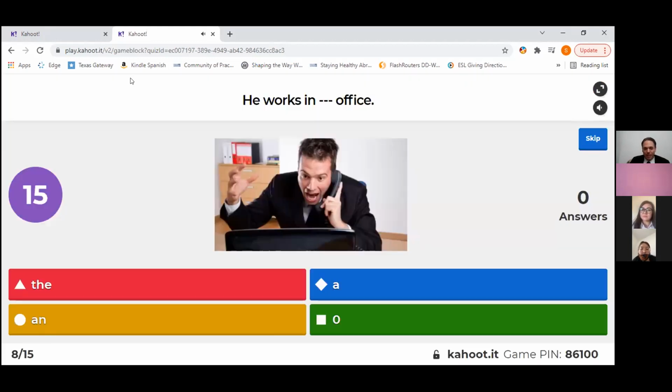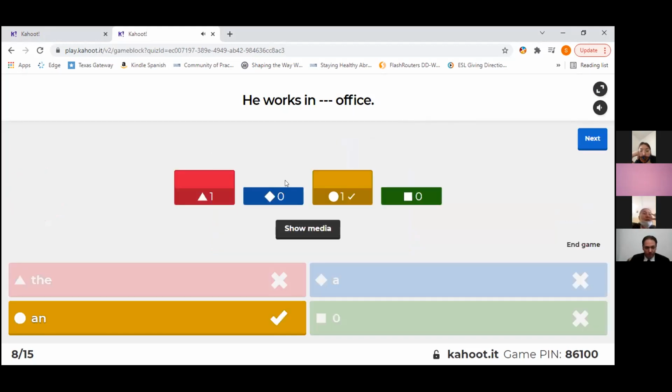He works in blank office. An office, maybe. Just in office, I guess. It could be both, but most likely it is just one. It could be both, depending, but most likely it's just one.